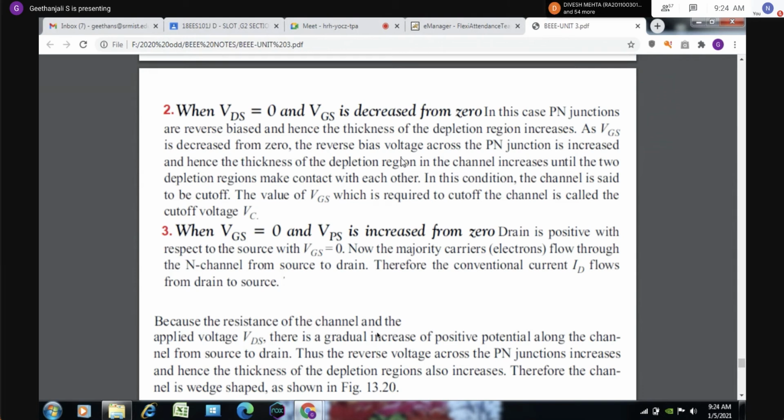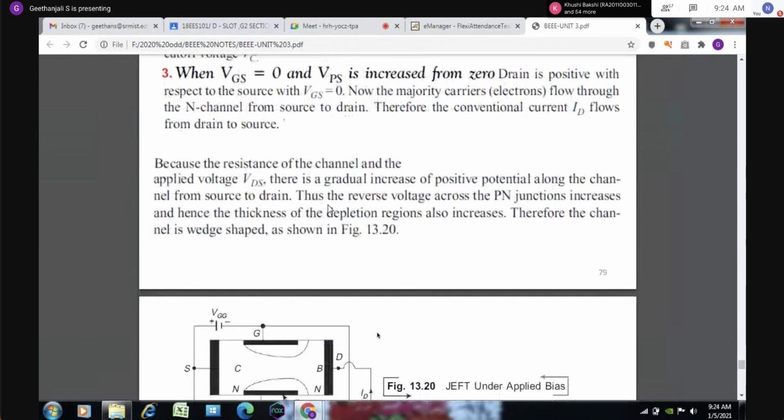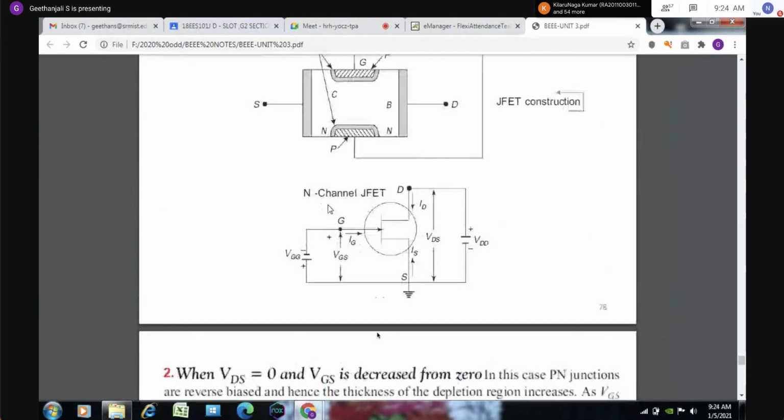As VGS is decreased from 0, the reverse bias voltage across the PN junction is increased. Hence, the thickness of the depletion region in the channel increases until the two depletion regions make contact with each other. In this condition, the channel is said to be cut off. The value of VGS required to cut off the channel is called the cut-off voltage, denoted by VC.